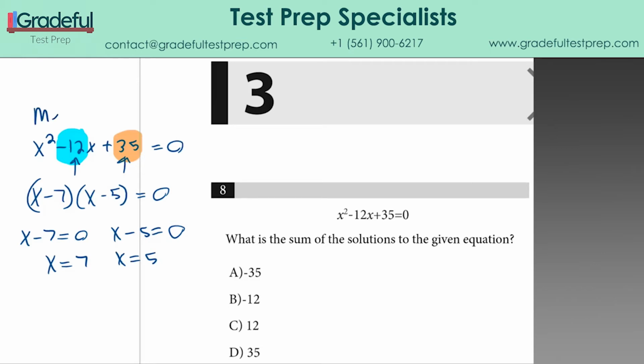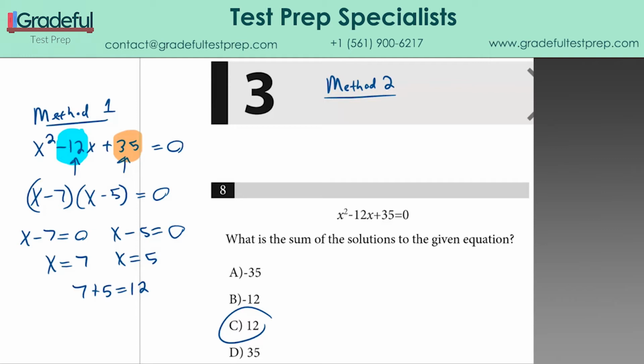So for method 1 that we're going to teach here, you have your two solutions, 7 and 5, and the sum of them is 7 plus 5, which is simply 12, and we're basically done. But keep in mind that these types of tests are not just trying to make you get the question wrong, they're trying to make you spend more time than you need to.